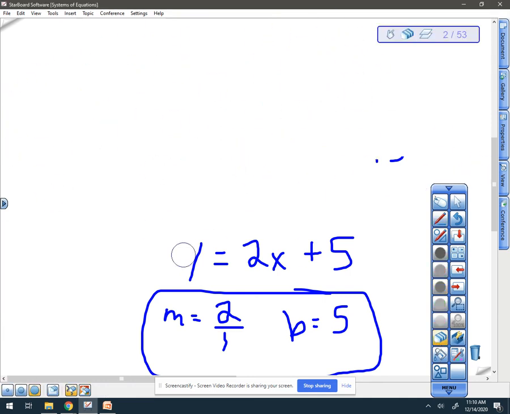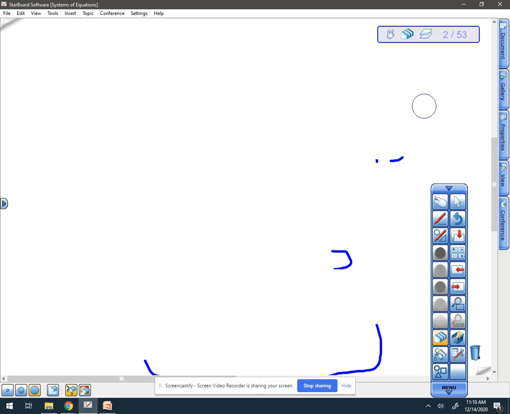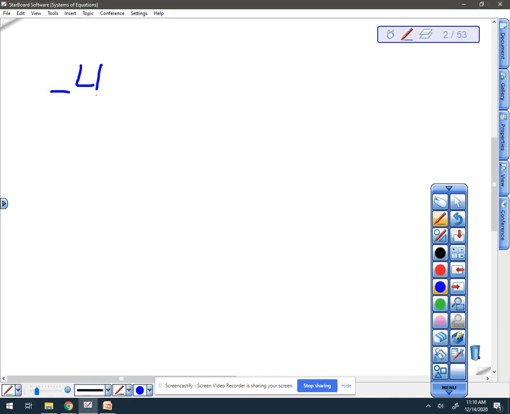Let's do one more, and I'll remind you of that last part in the next video notes before we get ready to do the graphing. The main thing right now is that if I give you negative 4x minus 2y equals negative 16, can you change this into slope-intercept form?